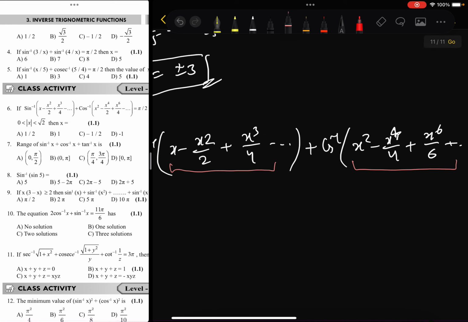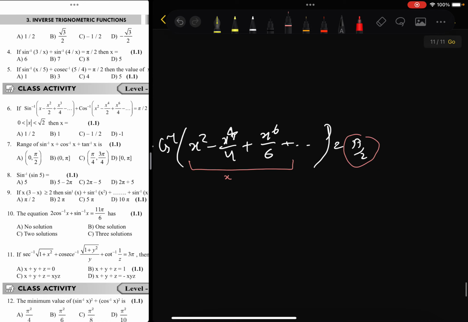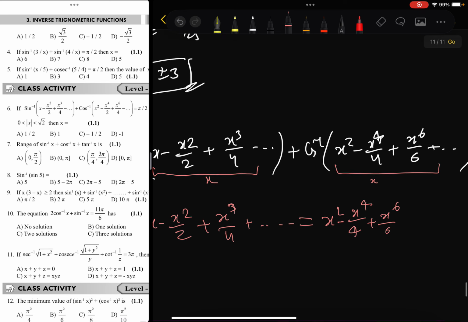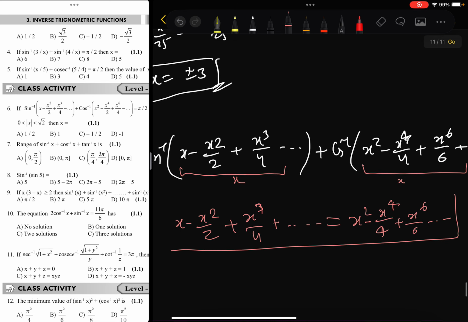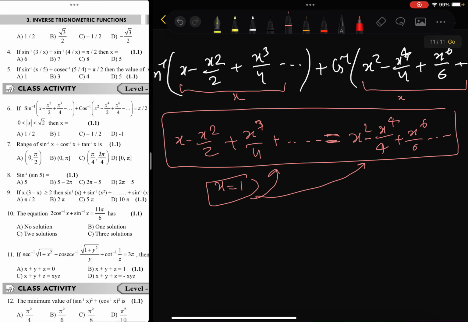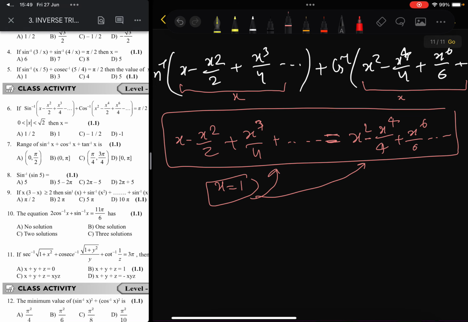when both are the same, x and x, then only sine inverse x plus cos inverse x is pi by 2. That means this x minus x square by 2 plus x cube by 4, if these values are just the same as x square by 4 plus x raised to 6 by 6, then only you will get pi by 2. So when both equations are the same, if you put x equals 1, you will get the same value both sides. That means x equals 1 is the correct option. B option is correct here.